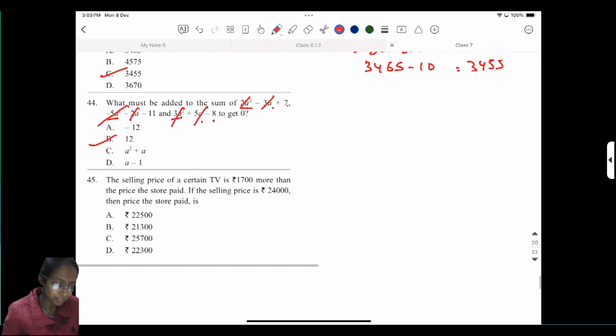Now the selling price of a certain TV is 1700 more than the price the store paid. If the selling price is 24,000, then the price the store paid is?